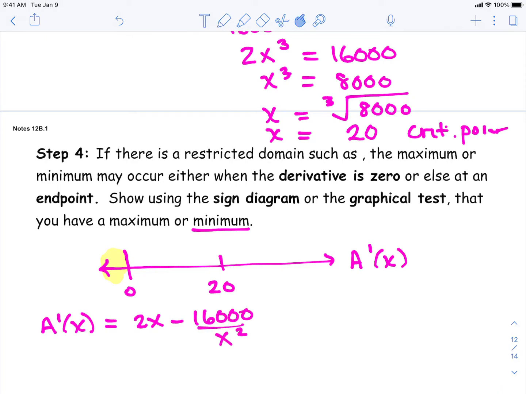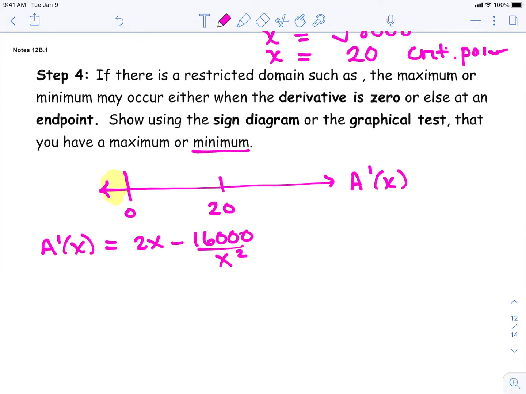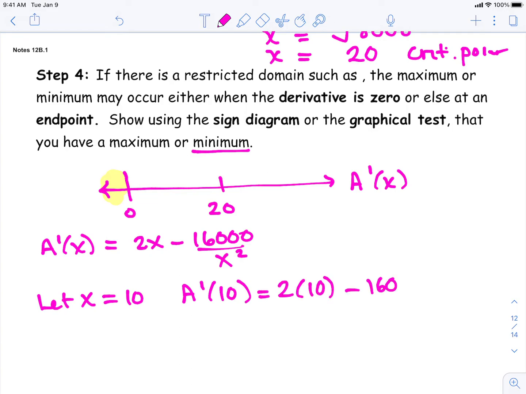And now let's test. When you test, you want to test something to the left of 20. So I'm going to choose the number 10. I'm going to substitute 10 into the derivative function, and then we would substitute in our calculator. And what we get is negative 140. So that means anything in the interval greater than 0 but less than 20 would be a negative slope, a negative gradient. So it's a decreasing interval.